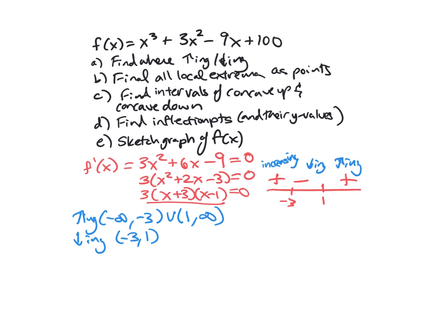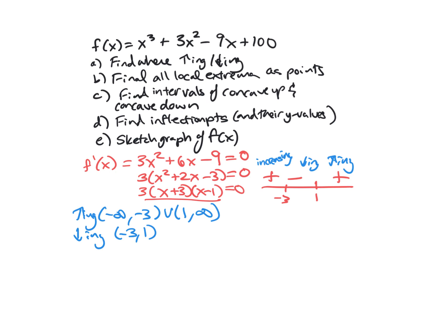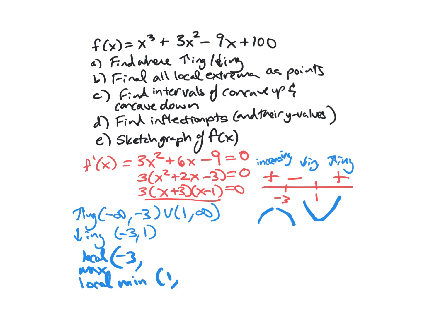Okay, so local extrema occur where it's changing from increasing to decreasing. So if the graph is increasing and then decreasing at negative 3, that means negative 3 is going to be a local max. And we'll find the y value in a second. And then before 1, it was decreasing, but then it changes to increasing. So 1 would be a local min. And to find the y values, you're plugging into the original function.